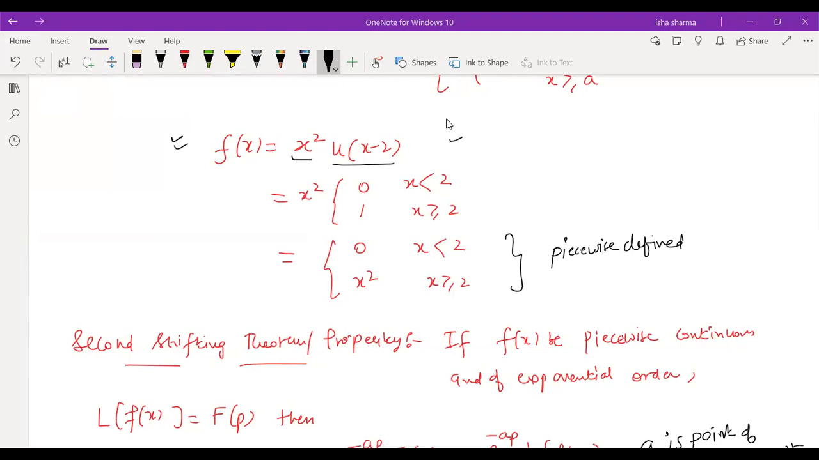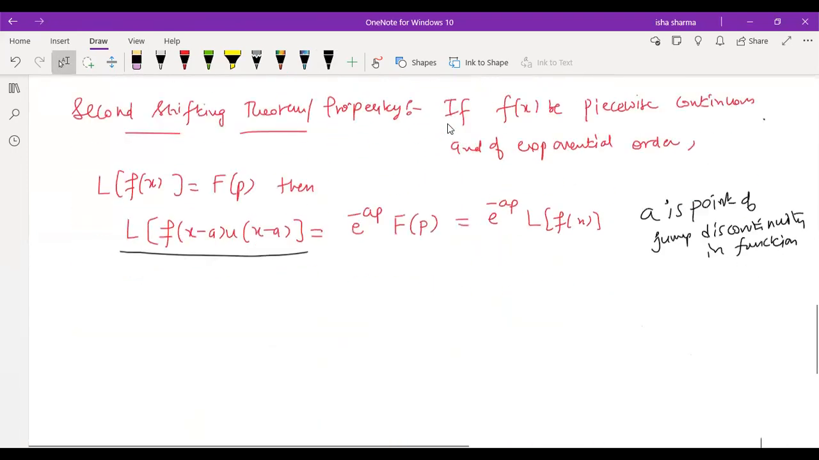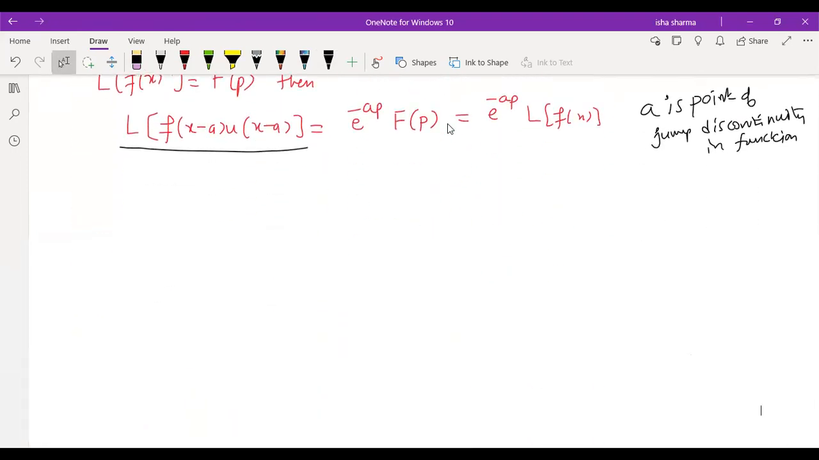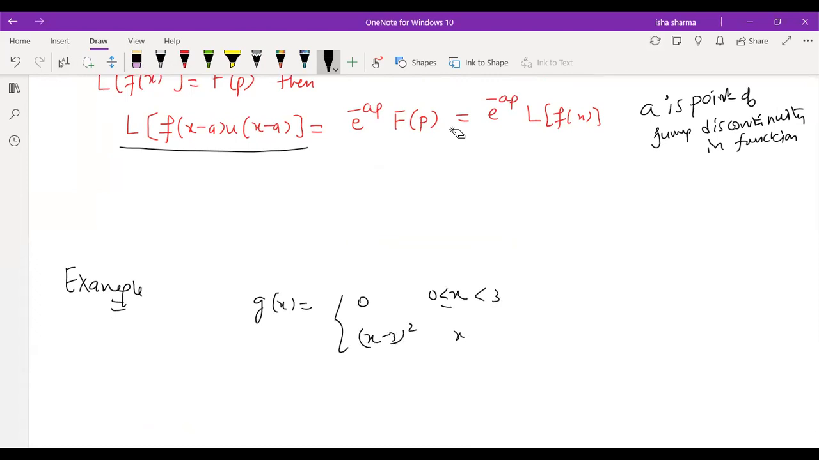Yes, one way is to find the Laplace transform of these functions using the definition of Laplace transform. Whenever you get some function defined piecewise, I'll give you an example here. Okay, let me just make some space here. Say you get a function like g(x) is 0 for x less than 3, and (x minus 3) square for x greater than or equal to 3. Suppose this kind of function is there.